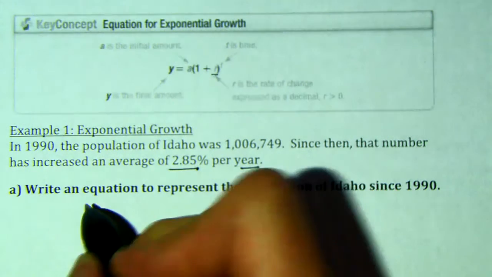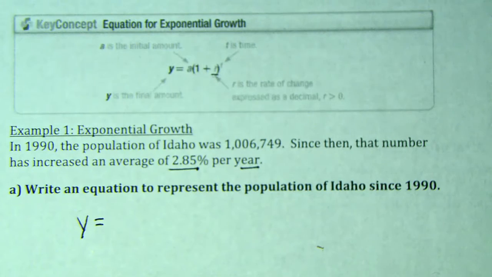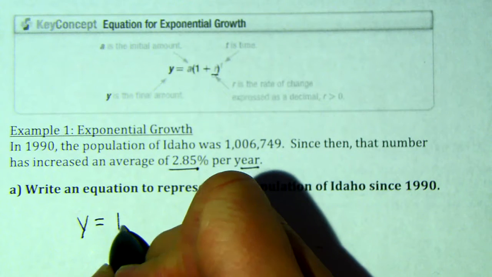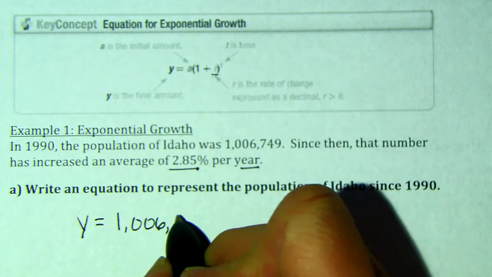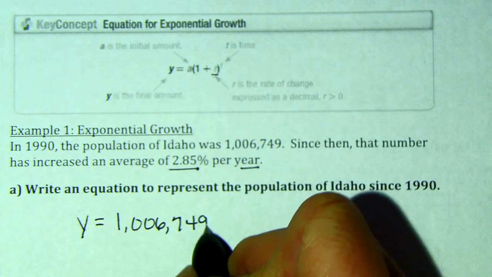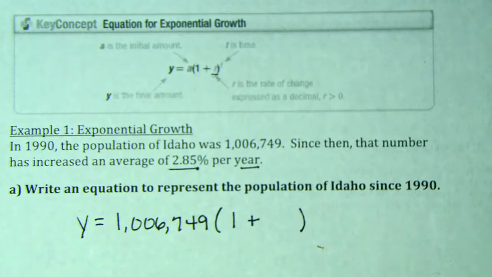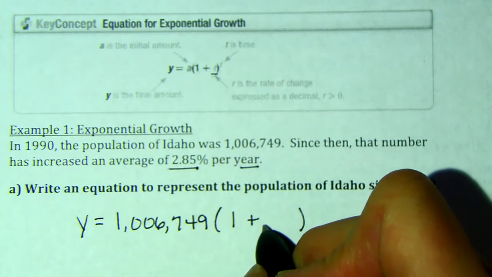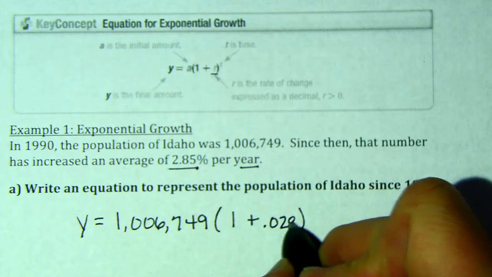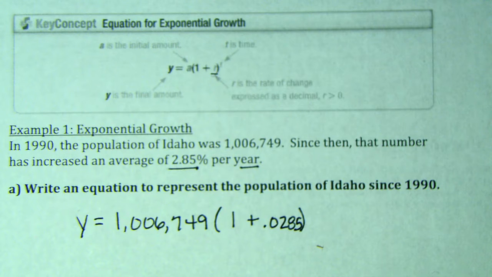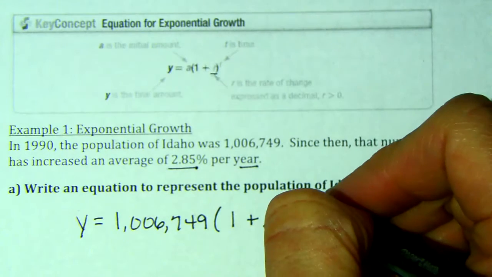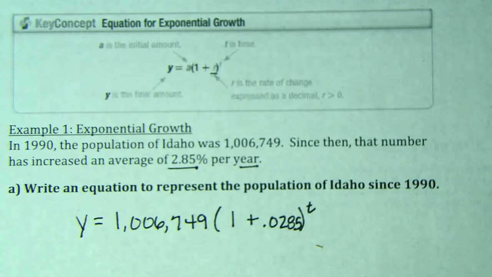So write an equation. So y equals our initial amount, which was 1,006,749. Now in our parentheses is going to be 1 plus our rate of change as a decimal. So 2.85% becomes 0.0285. I almost didn't leave enough room there. And then raised to the power t. And t is how many years since 1990?